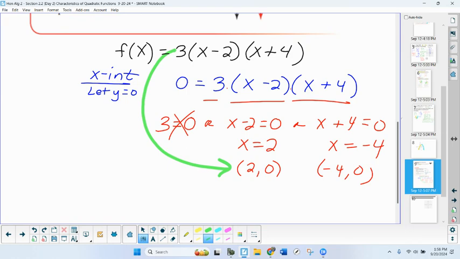Quantity times a quantity. Now, it's still a quadratic because if you were to FOIL it, you get x squared plus 2x minus 8, multiply the 3 in. So it is a quadratic, okay?